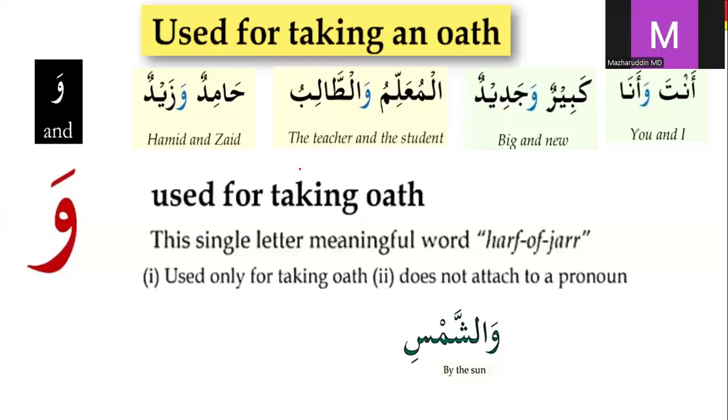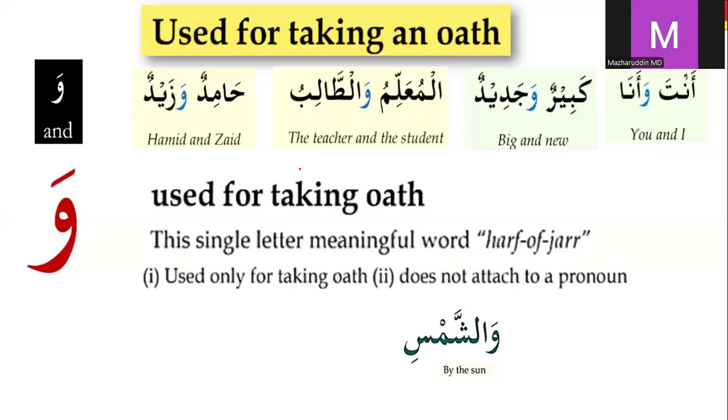So please remember these two rules for that. It is used only for taking an oath, if the noun comes in the majroor state. This waw, what we call waw qasamiyya, is used for taking an oath. It does not attach to pronouns. So you cannot attach it with pronouns. It is only attached with nouns.